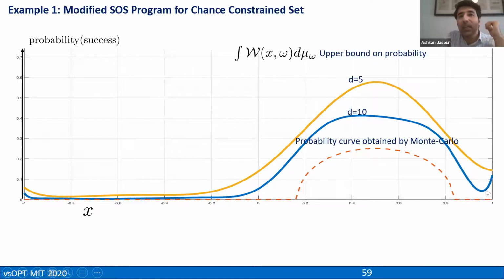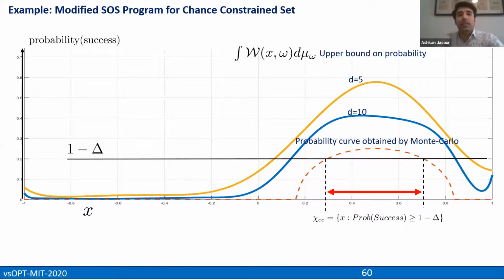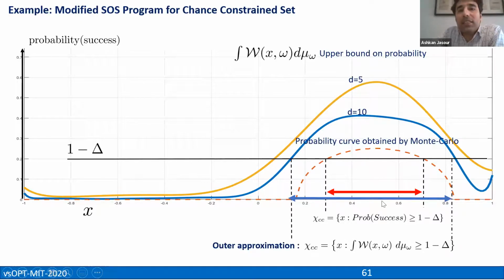So as we see, these functions obtained by solving SOS are always upper bounds of the true probability of success. Now I'm going to construct a chance constraint set. This is the true chance constraint set of all design parameters whose probability of success is greater than 1 minus delta. Now, the outer approximation is as here: the set of design parameters x for which this function is greater than 1 minus delta. So this super level set is going to give us the outer approximation of the chance constraint of the original solution.